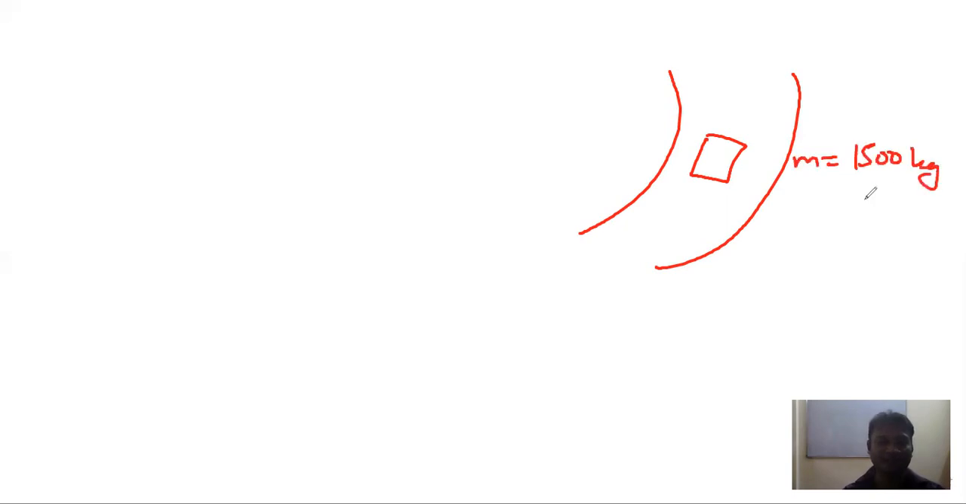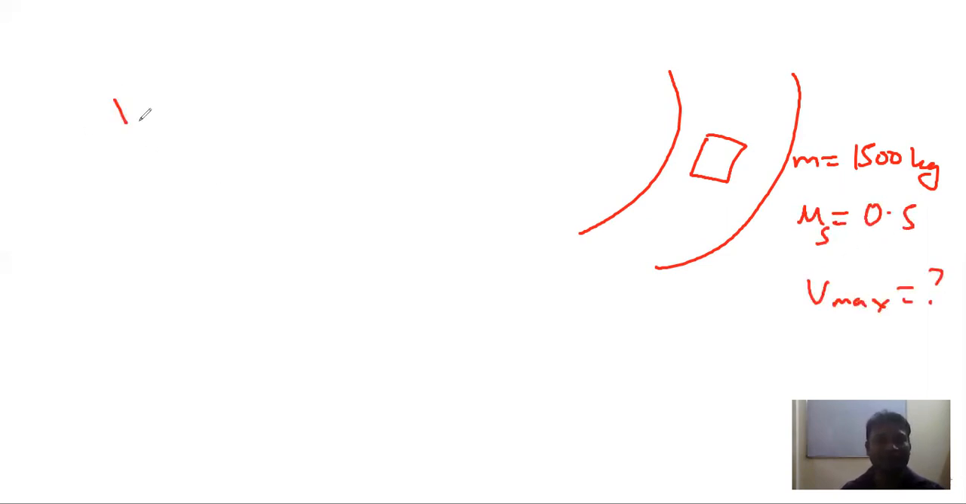Now, moving on to next question, which is question 44. In question 44, we have a situation in which we are given a car which is moving along a circular track. The mass of car is 1500 kg. Friction coefficient static is given as 0.5. We have to find the maximum value.